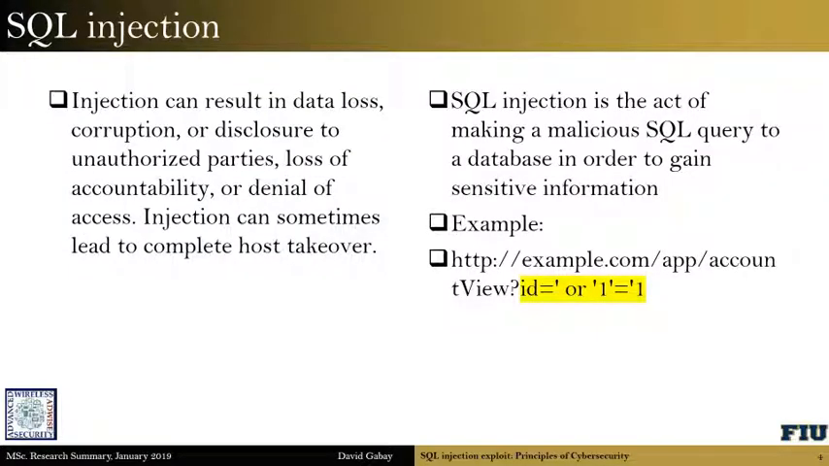So what is an injection? Injection can result in data loss, corruption, or disclosure to unauthorized parties, loss of accountability, or denial of access. Injection can sometimes lead to complete host takeover. What this means is, if an injection attack occurs, a malicious actor can gain sensitive data used to take over a host.